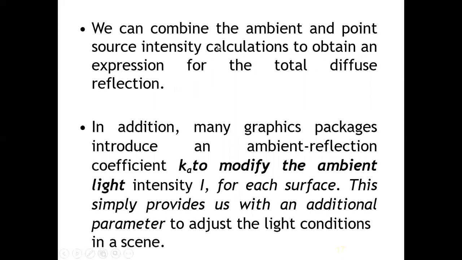We can combine the ambient and point source intensity calculations to obtain the expression for the total diffuse reflection. Many graphics packages introduce an ambient reflection coefficient, called Ka, to modify the ambient light intensity for each surface. This provides an additional parameter to adjust the light conditions in a scene, because ambient light provides a uniform light for the entire scene.